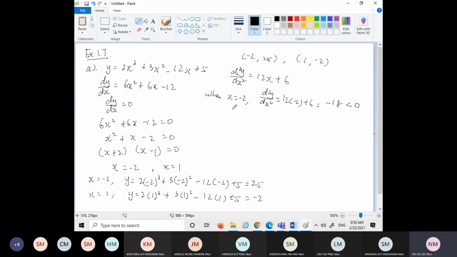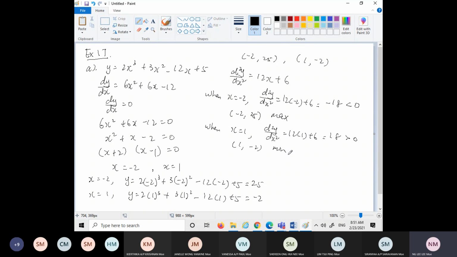When smaller than 0, very good, straight away make the conclusion. So (-2, 25), negative, so this is maximum point. Then the other one, when x is 1, find the second derivative: 12 times 1 plus 6. This is 18. When this is positive, then minimum point. So (1, -2) is minimum point.